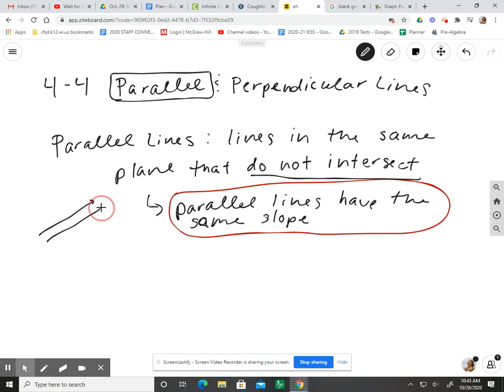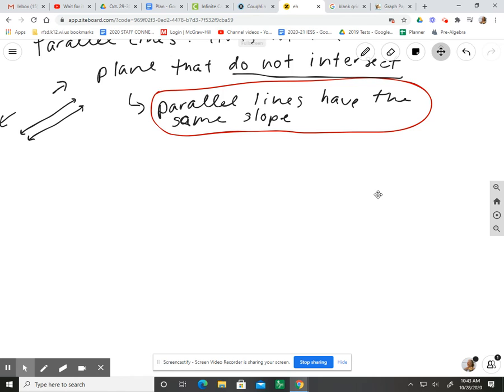Not in a million years, no matter how far you go out, whether you go this way or you look this way, those lines are never going to intersect. They are called parallel lines. Parallel lines have the same exact slope, and that's really the big key thing for finding parallel lines. We're going to jump right into some examples.